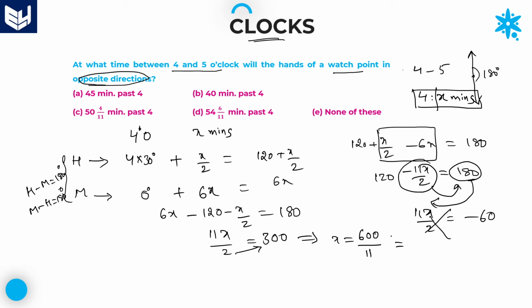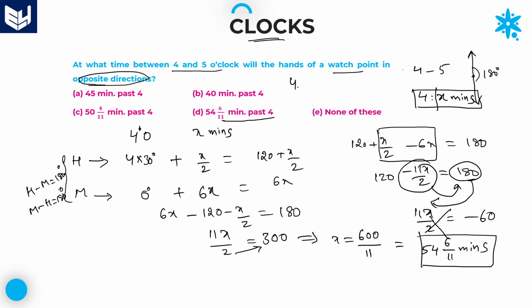You need to convert it into a mixed fraction. 11 5s are 55, again 50 is there, 11 4s are 44, and you are left with 6. So 54 and 6 by 11 minutes. x is equal to 54 6 by 11 minutes. Therefore, your required answer will be 54 6 by 11 minutes past 4.